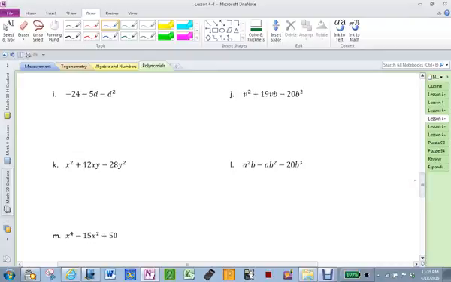All right. Now look at I. What's different? There's no variable. It's backwards, isn't it? What should go first? The d squared. The d squared. So let's rewrite it. Negative d squared minus 5d minus 24.